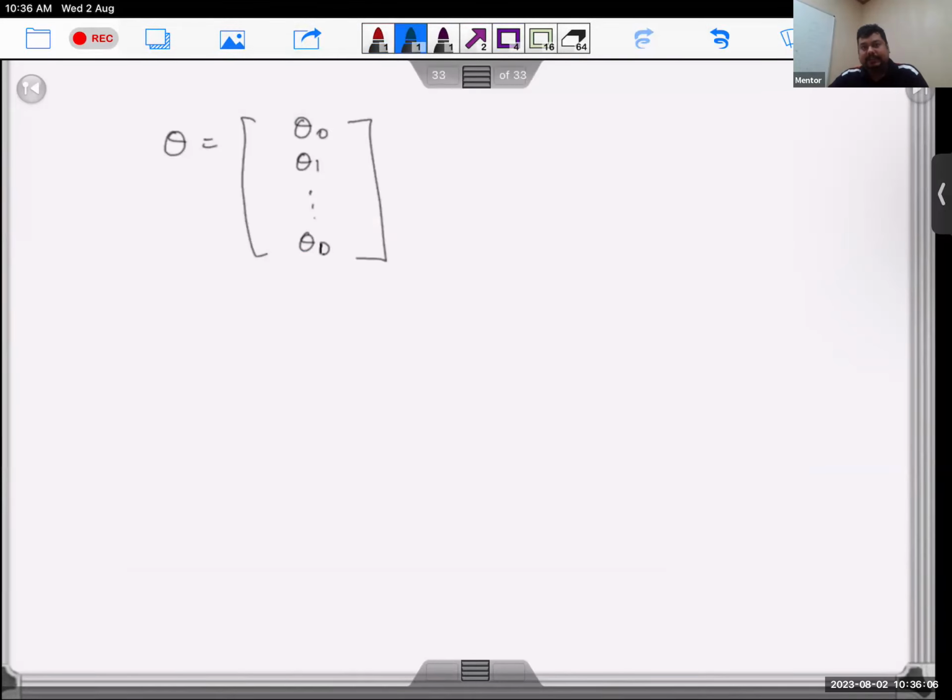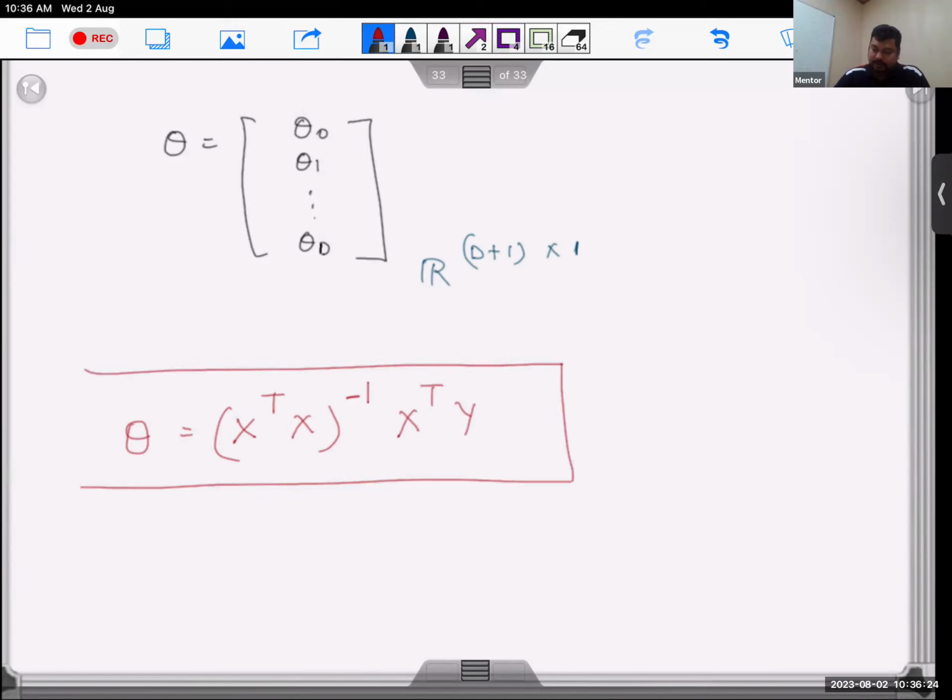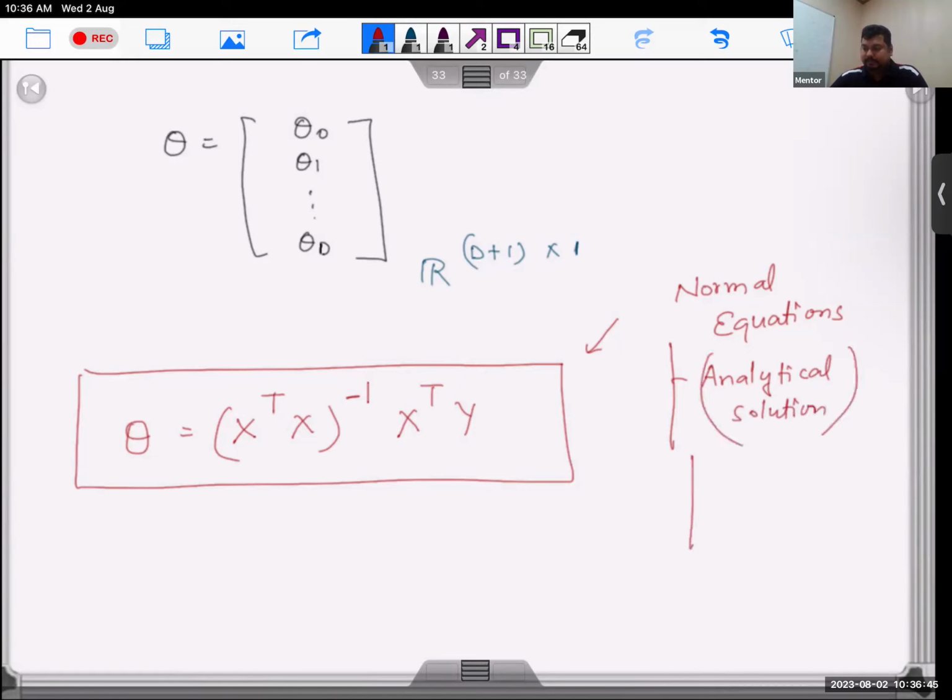So the thetas that you have, there are D plus 1 thetas, so this would be D plus 1 times 1. You can directly get these thetas with the help of this formula. This solution is called normal equations. It can work for univariate, multivariate, anything. If it can work for multivariate, it can work for univariate also. It's called the analytical solution, also called the closed form solution. Many books refer to it by different names.